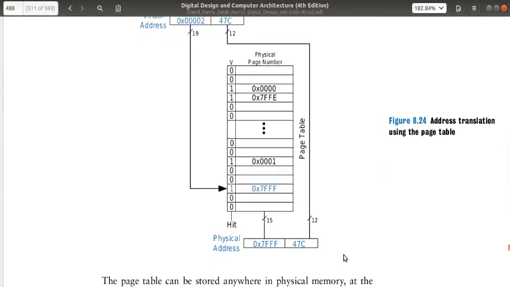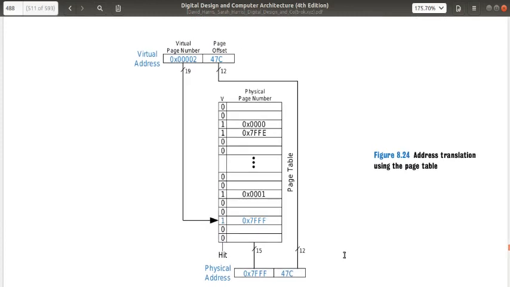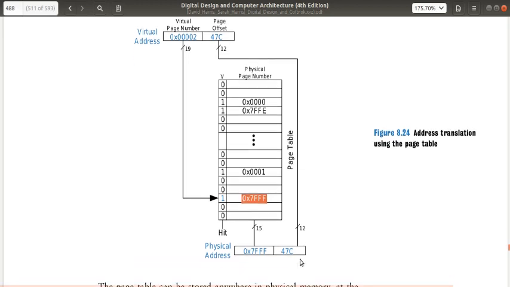Here we have the virtual address. The virtual address is divided into page offset and virtual page number. Using the virtual page number, we find the corresponding location and take the corresponding physical page number value. Along with that, you take the page offset, concatenate it, and you get the final physical address. This is how an actual address translation using page table takes place.